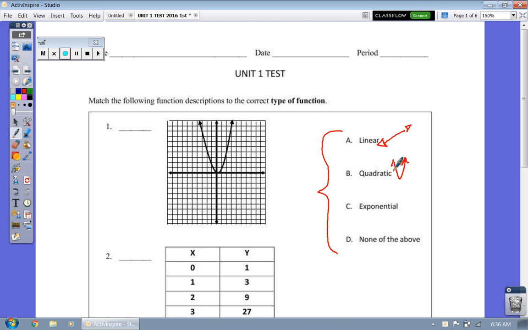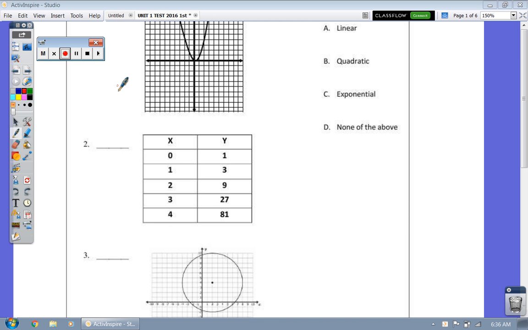Quadratic makes the U. It can go up or it can go down. And then we've been looking at this exponential where it just shoots straight up in the air like that. So let's start matching it up. Number 1, well, that's obvious, it's quadratic. So now let's look at question 2, so we'll clear this out.